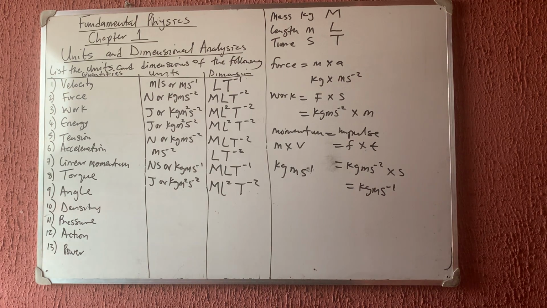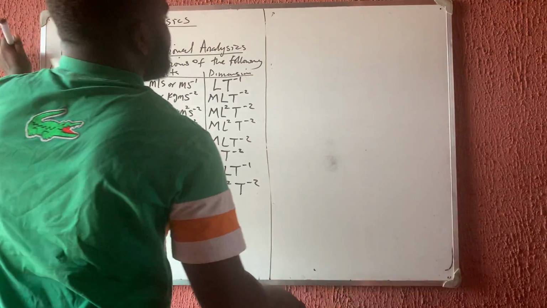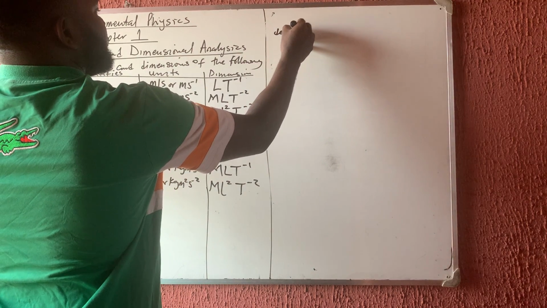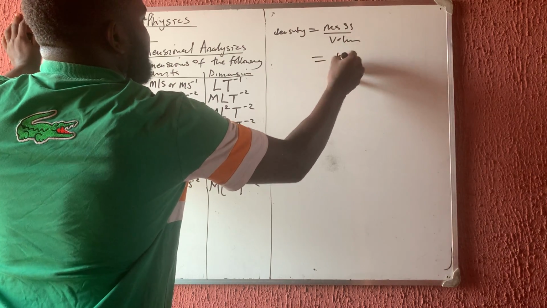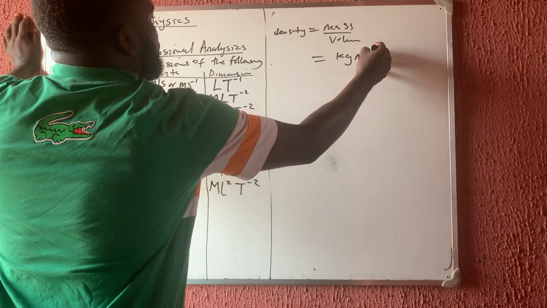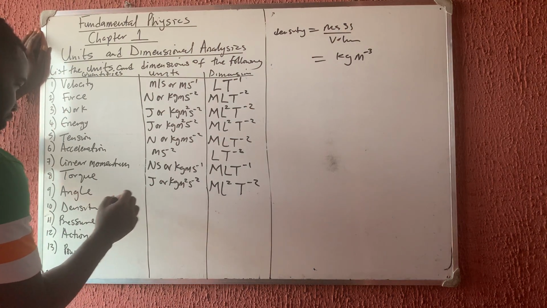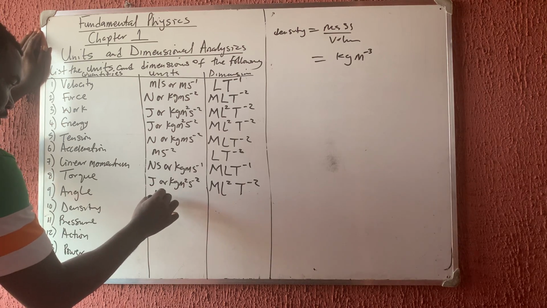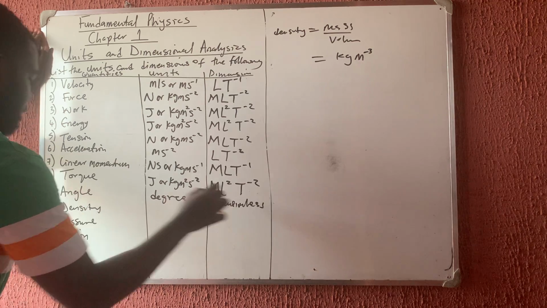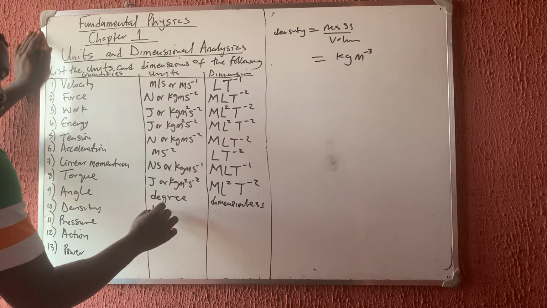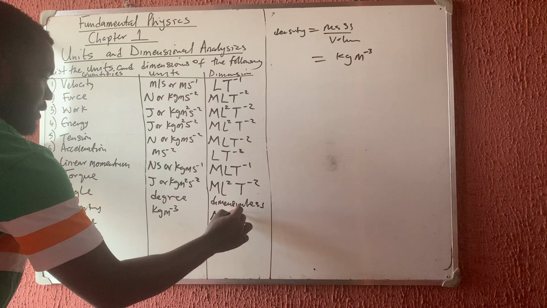The next one is density. Don't forget that density is mass over volume. Density is equal to mass over volume. And mass is measured in kg, while volume is measured in meter cube. Because of the over, I'm going to put per meter cube. So the unit for angle is degree, it is measured in degree, but it is dimensionless. Okay, so density is in kilogram per meter cube, and kg gave us M, then meter gave us L, then minus 3.